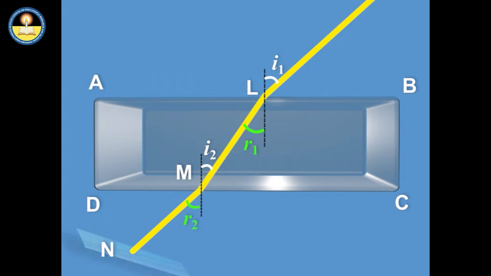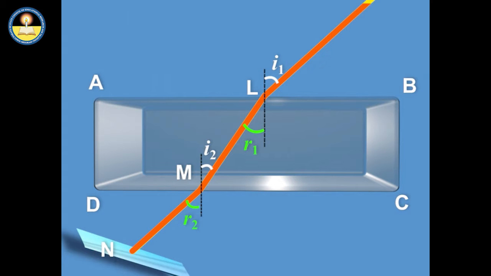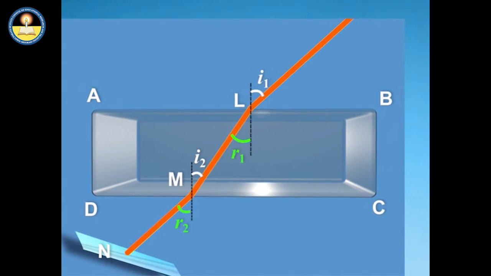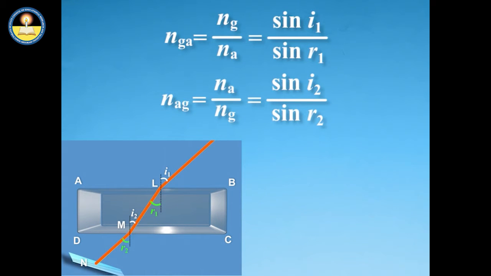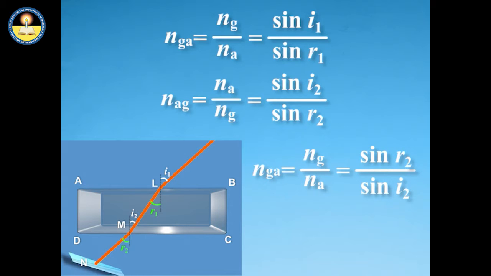Now, if a plane mirror is held normal to MN, the path MN is reversed and the ray would retrace its entire path. For the reversed ray, applying Snell's law at M, the refractive index of glass with respect to air can be written as the ratio of sin r2 and sin i2. Here, it can be noticed that the refractive index of glass with respect to air is the reciprocal of the refractive index of air with respect to glass.